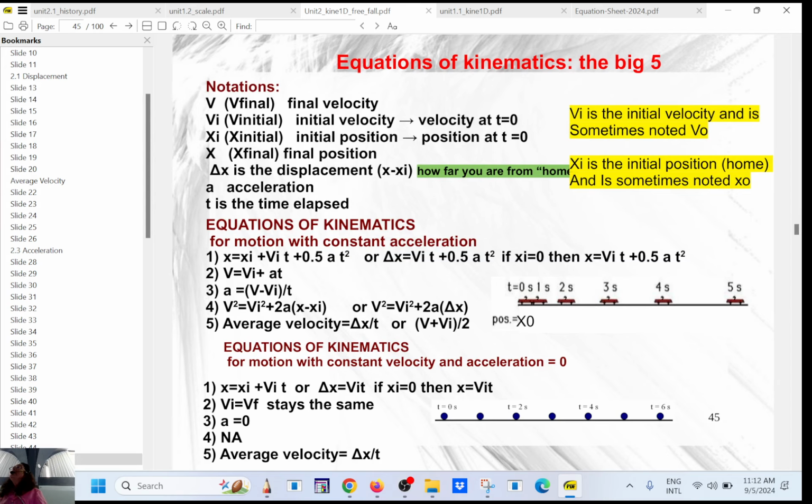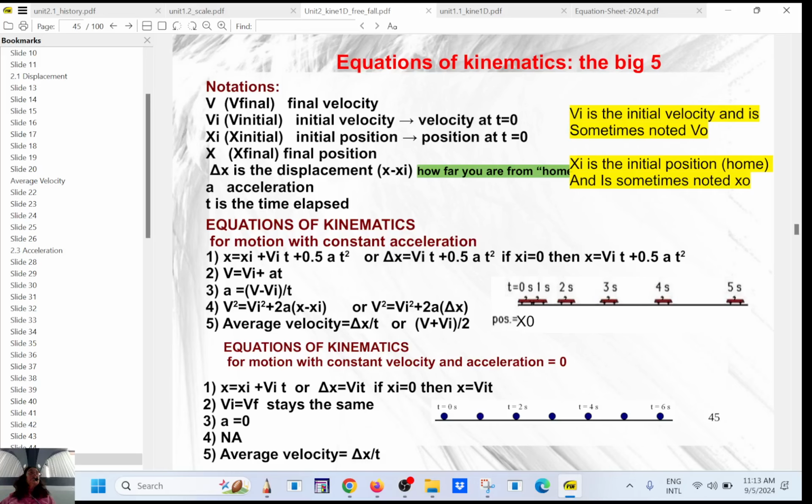Okay, here are the infamous kinematics files. Physical quantities: final velocity, initial position, final position on the number line. Delta x, important, is the displacement. It's the final position minus the initial position because you are working in 1D. A is acceleration, t is the time elapsed. If there is an acceleration or deceleration, like if you are moving faster or slower, then you want to use those equations here. So you see the position as a function of time, it's a parabola.